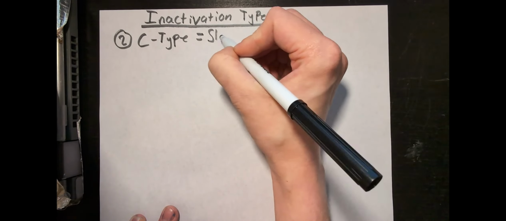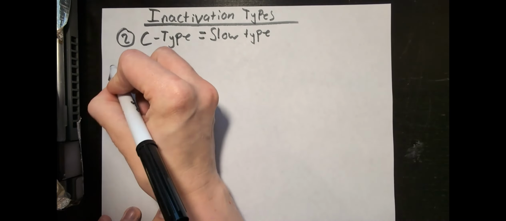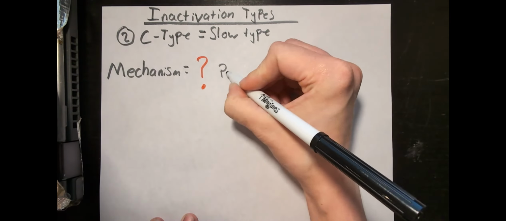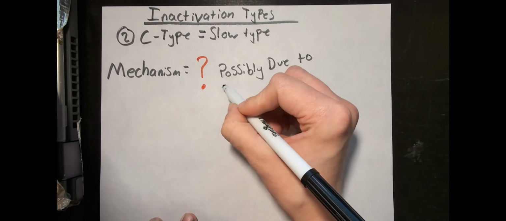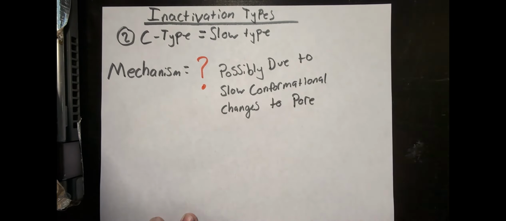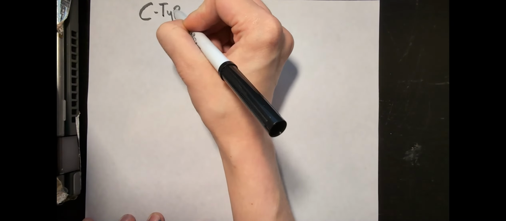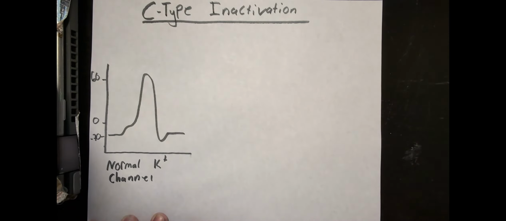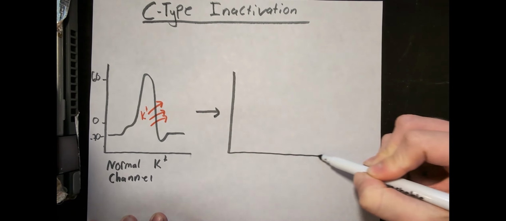So now we're going to talk about C-type inactivation, which is our slow type of inactivation. The mechanism of this is still unknown, but we do know that it has to do with conformational changes to that channel pore. So basically that channel pore, instead of closing all at once, slowly closes over the period of time of the falling phase. So here again, we have our typical action potential with our typical falling phase.